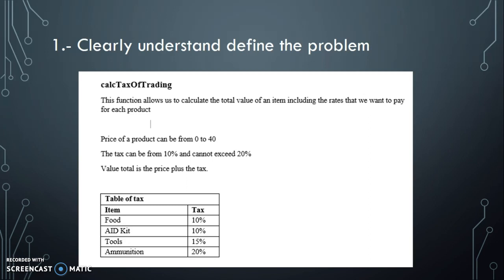The input, we have the price of the product. The range for that is from 0 to 40. The tax, second input, can be from 10 to 20%. The value total is what we need to put out. Output in this case is the value total, which is the price plus the tax. This is the sum table for the input for the taxes.